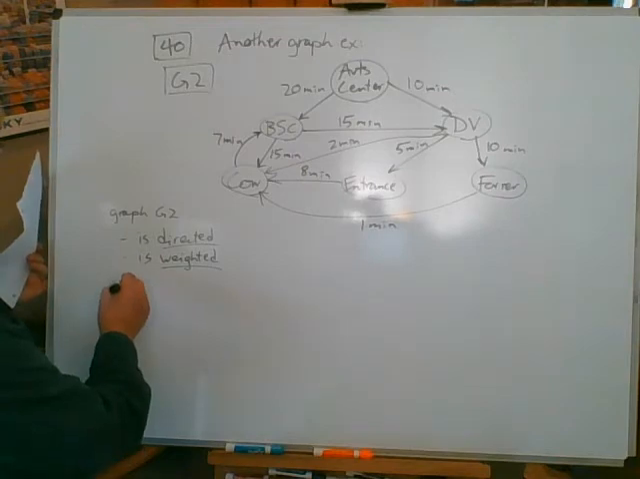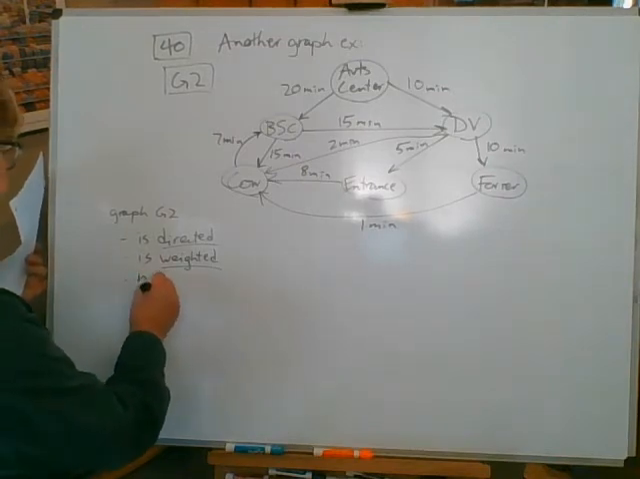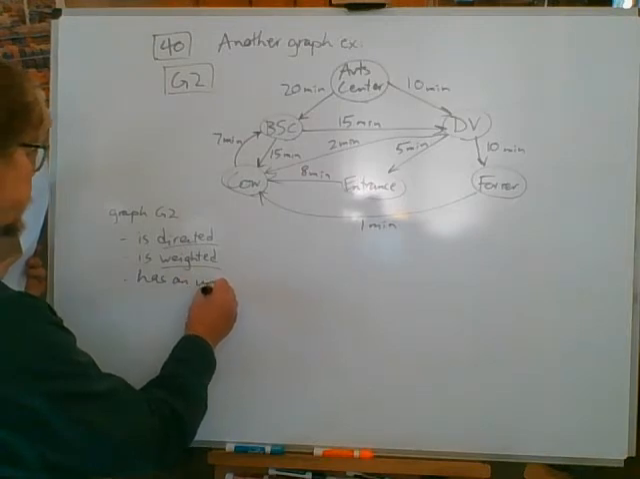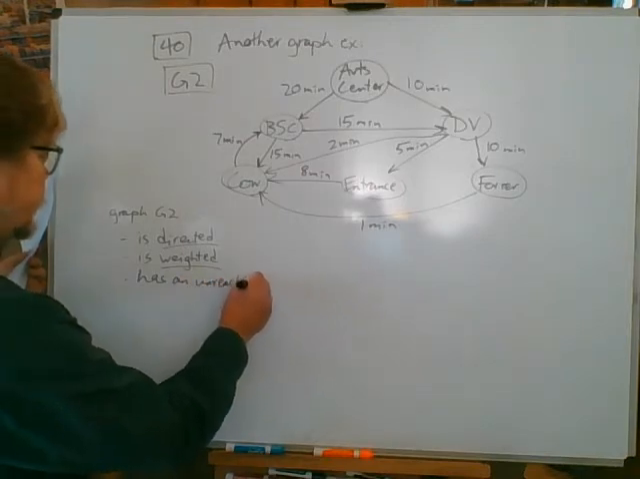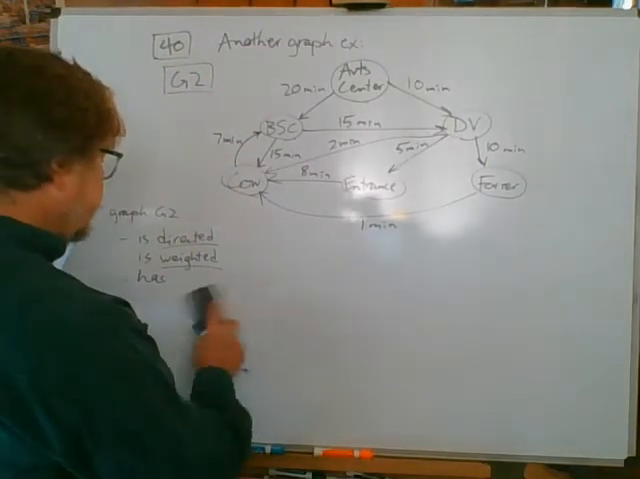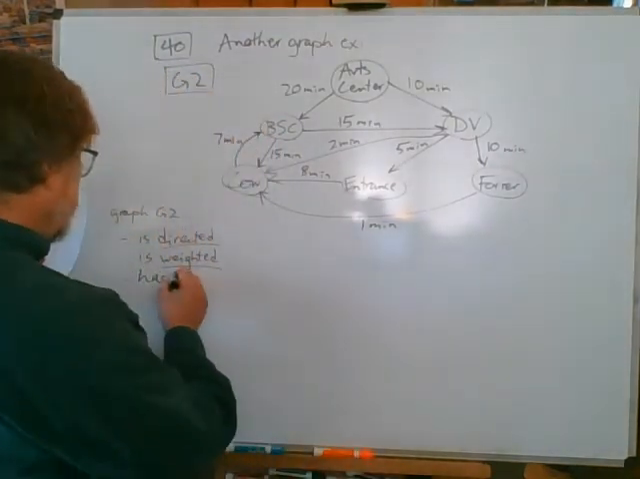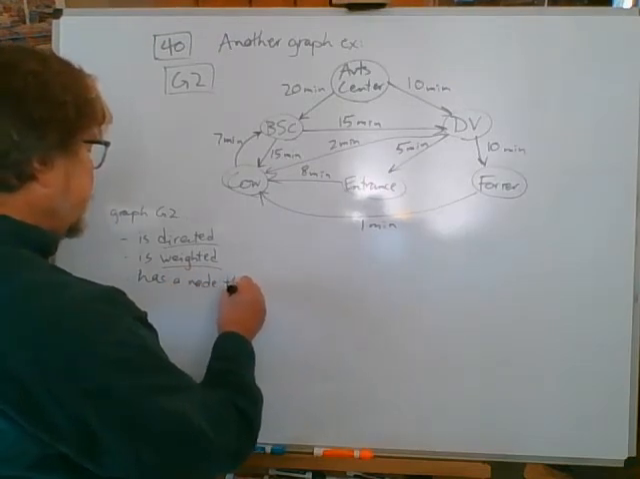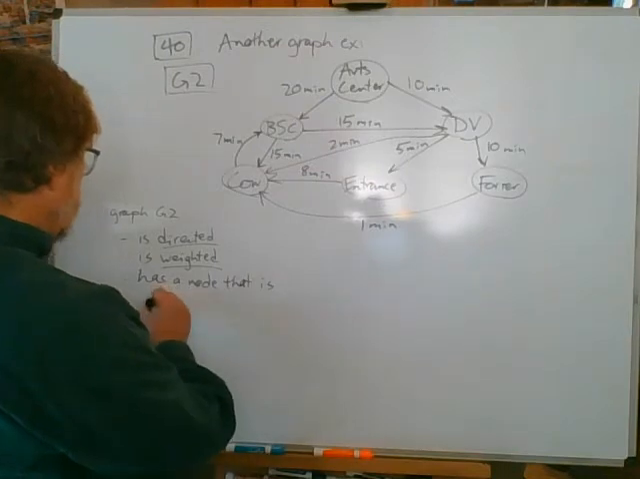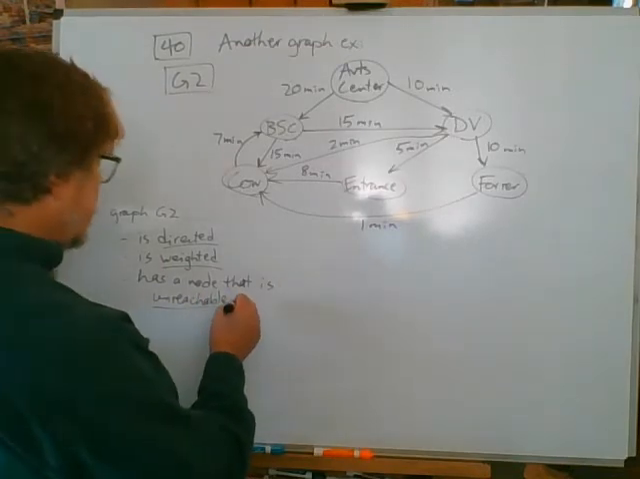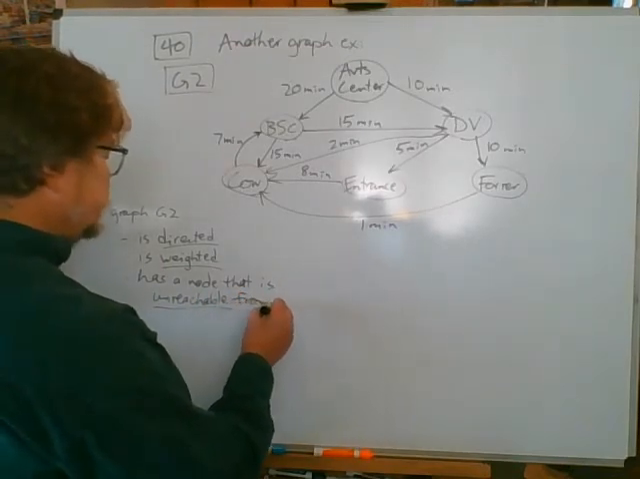Another thing about graph G2: it has a node that is unreachable from any other node in the graph. Sorry, let me back up. There, that's a much better way to state it.